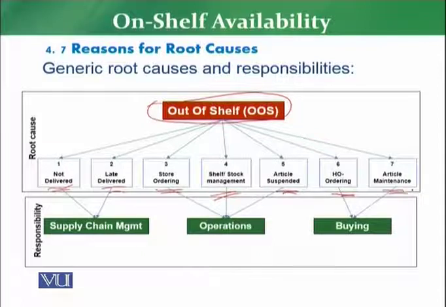And the last is article maintenance. The seventh reason is that the buyer is maintaining that article, maybe maintaining the delivery conditions, or the ordering conditions, or updating the contract with the supplier. So the article is in maintenance, and ultimately that will also create an out of shelf situation. So these are the 7 root causes which are creating the gap of the product, or out of shelf situation. So, who is going to be responsible if there is an out of shelf?